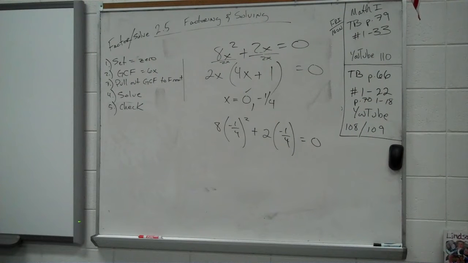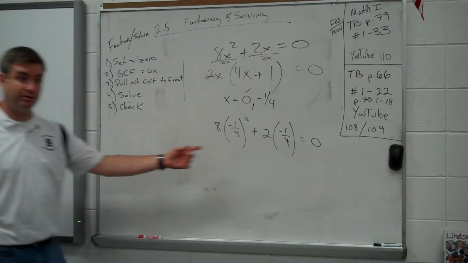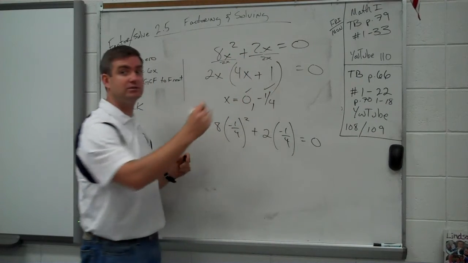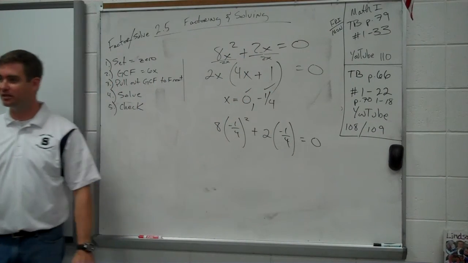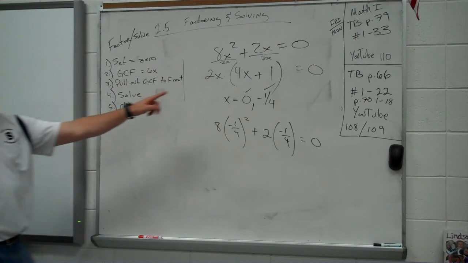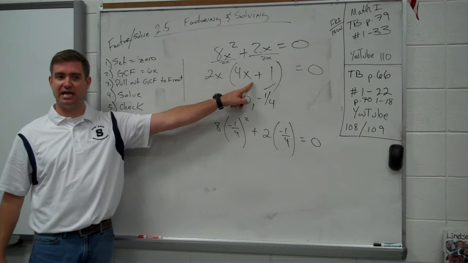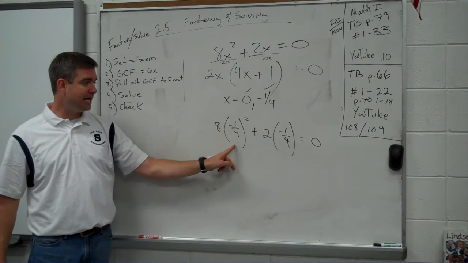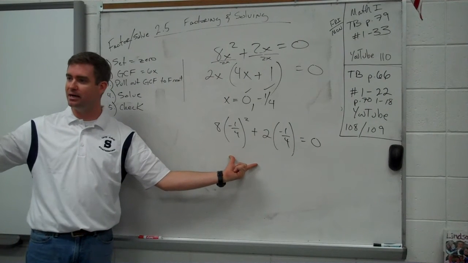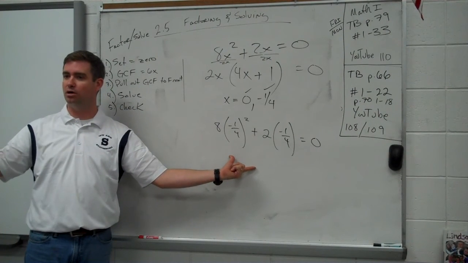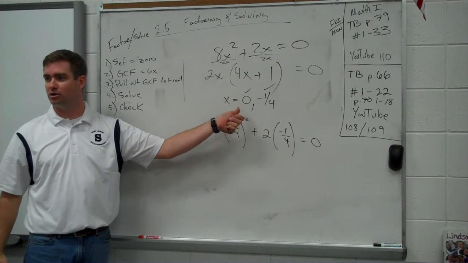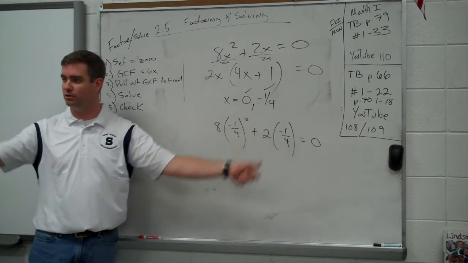What do you get? 0. Does 0 equal 0? Yes, it does. So that means that negative 1/4 is your answer. You can check every single problem. Let's say that you messed up on this part and you thought the answer was negative 4. Well, when you put in negative 4 here and negative 4 here, you wouldn't get 0. You'd get some big number. And that doesn't work. The only 2 answers that work in the universe are 0 and negative 1/4. Questions?